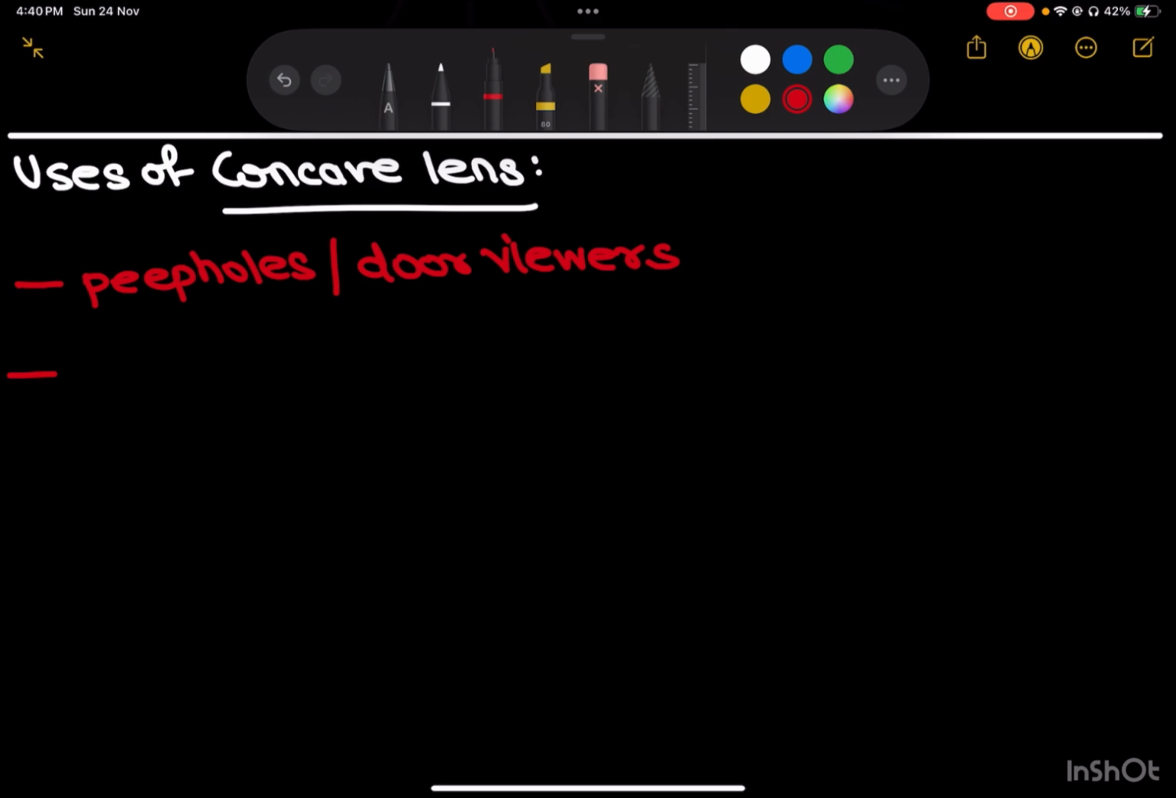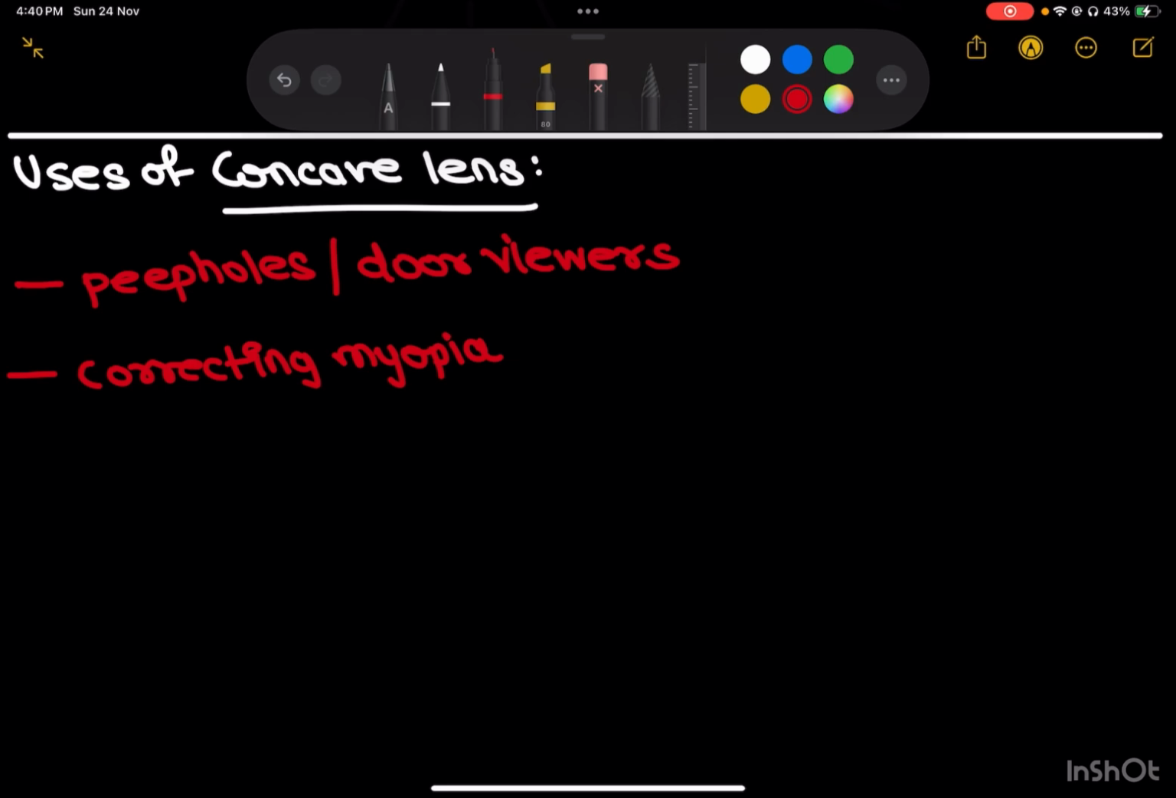And the second use, it is used for correcting myopia, which most people have actually. Myopia is nearsightedness, so you have glasses for seeing distant objects. Again, you will learn about this in your second chapter of physics, which is human eye and the colorful world, right? So these are the two important uses of concave lens.